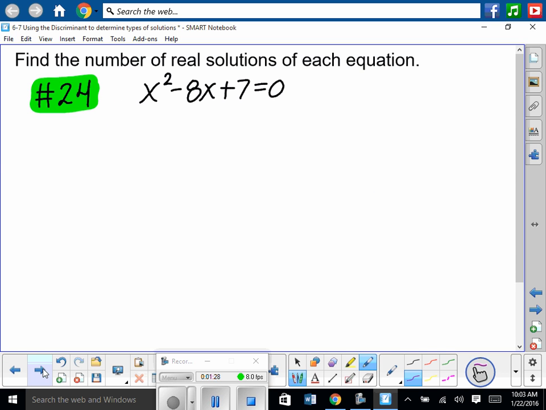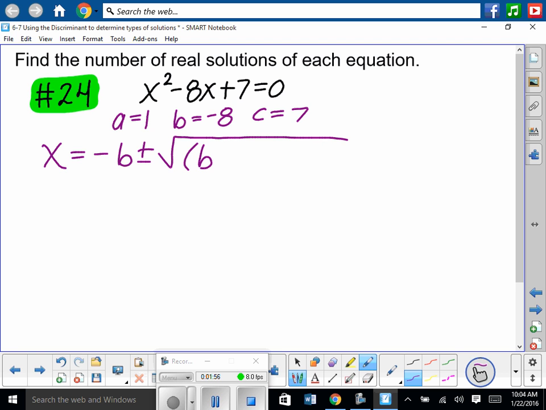So let's do problem 24. We're going to extend our knowledge a little bit. We'll go through this problem. So first of all, it's in standard form, it's set equal to 0. So we can begin. My a value is positive 1, my b value is negative 8, my c value is positive 7. So then we do our quadratic formula. I'm going to write it down. And yes, I write it down every time because I just like to, so I make sure I don't make any errors anywhere. And it's all over 2a.